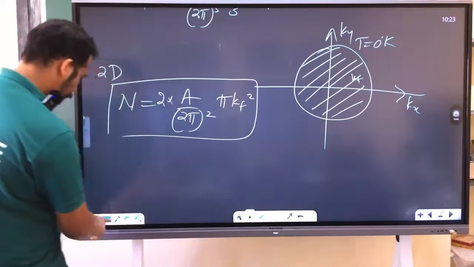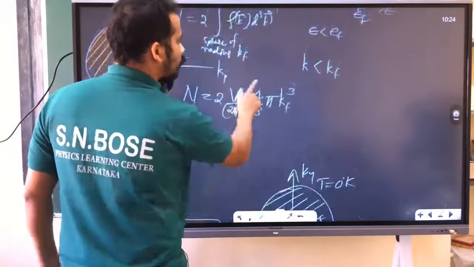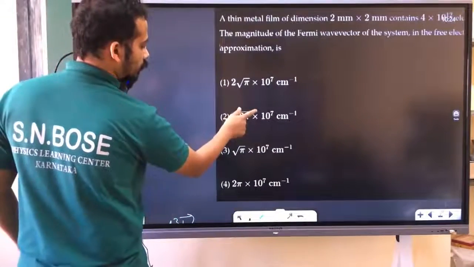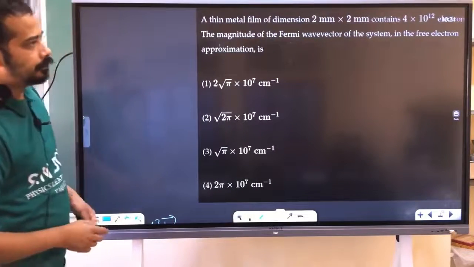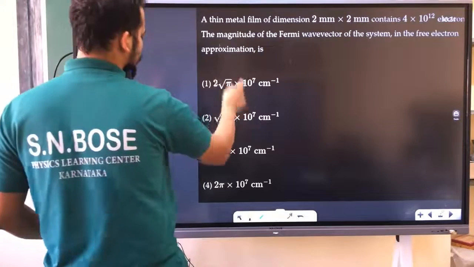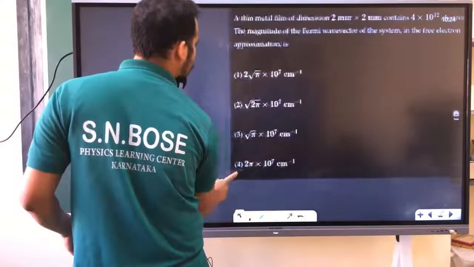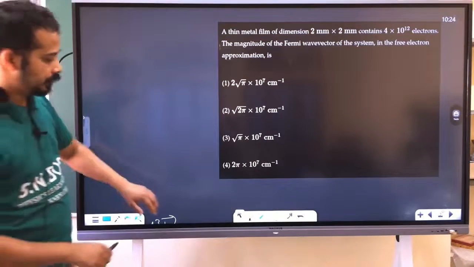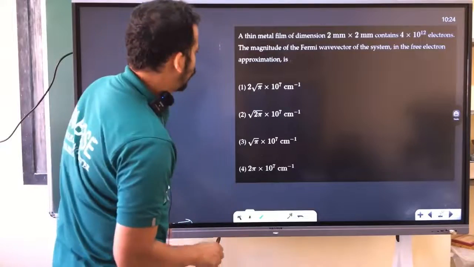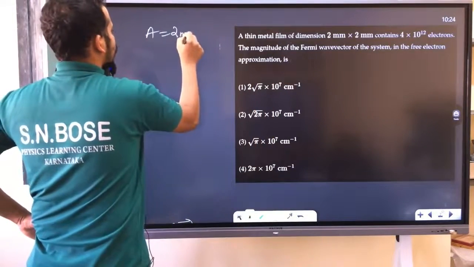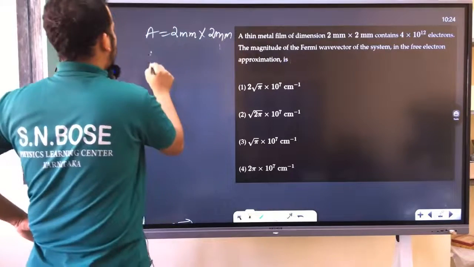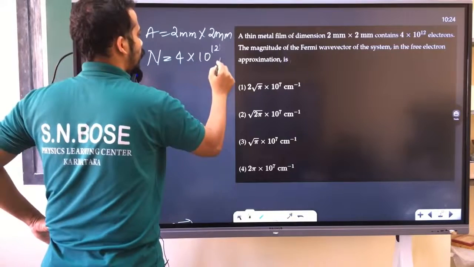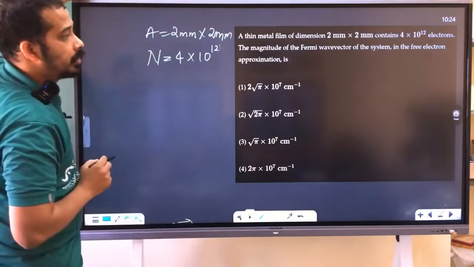So let me write this expression again. Now we shall go to that question. You can see this question? A thin metal film of dimension 2 millimeter cross 2 millimeter. This is fine, should I make it a little larger? The area is given, 2 millimeter cross 2 millimeter. Then the number is given, 4 into 10 to the power 12 electrons. Find the magnitude of the Fermi wave vector of the system in the free electron approximation.